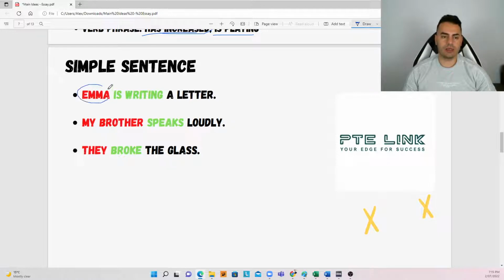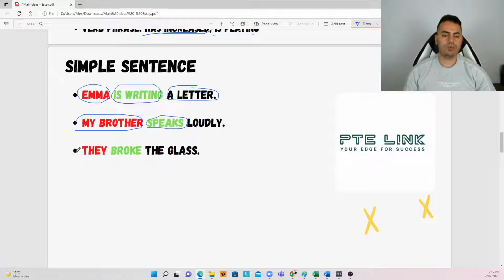Emma is the subject. What is she doing? Is writing. That's the verb. Okay? And the letter here is the object. So in this case, we have an object. Okay? My brother speaks loudly. My brother is my subject, and the verb is speaks.